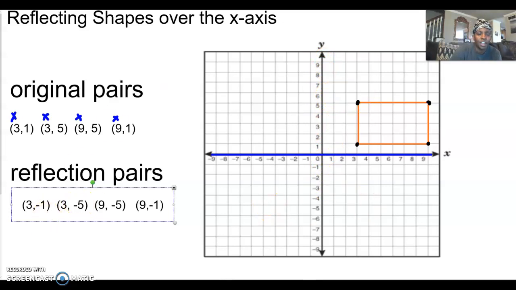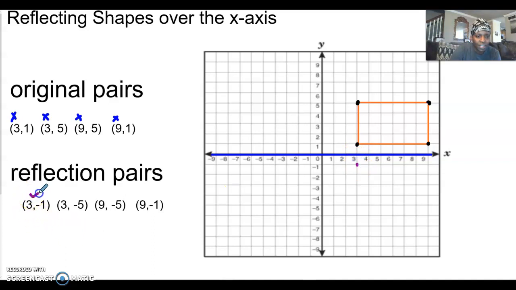So let's go ahead and create our reflected shape. And I'm going to use, let's say, purple. So we're going to 3, -1. Start at our origin, go over 1, 2, 3, and instead of +1, we're going to go to -1.